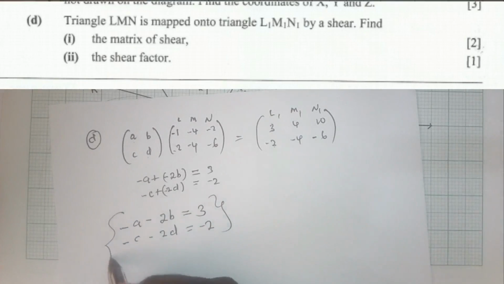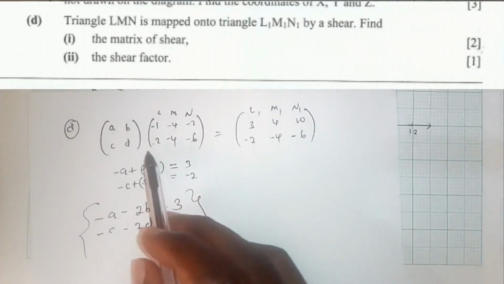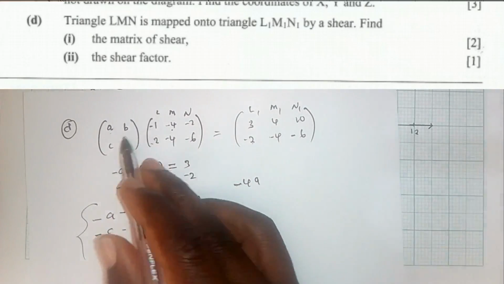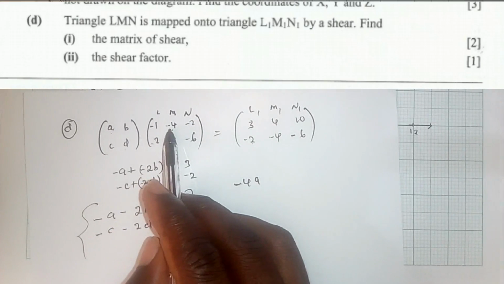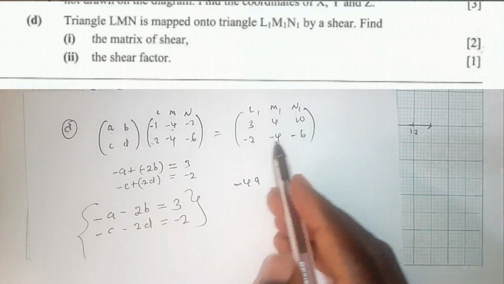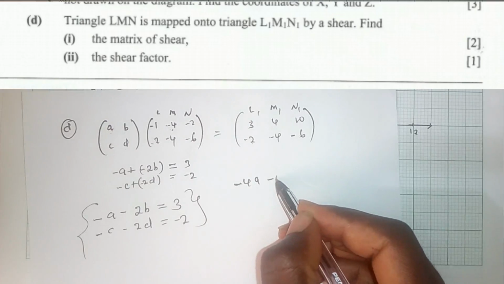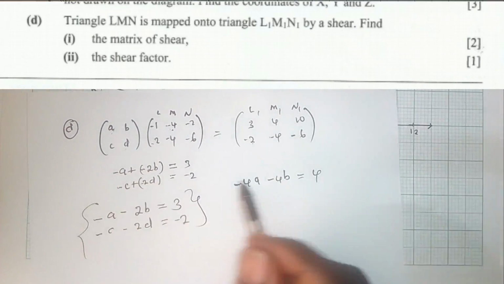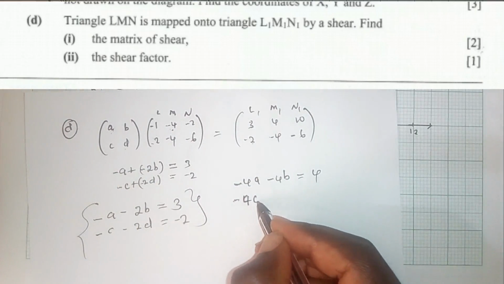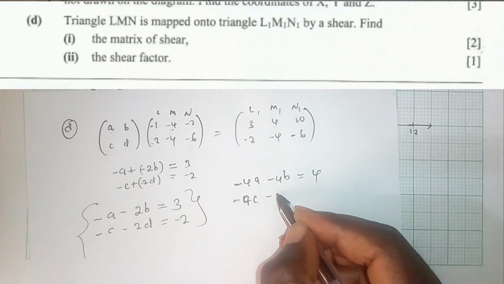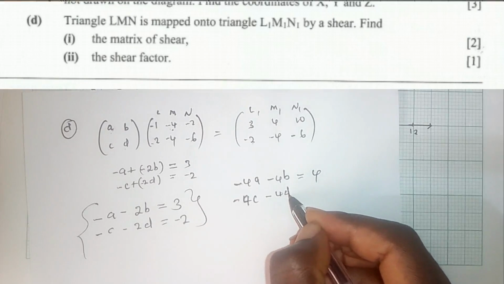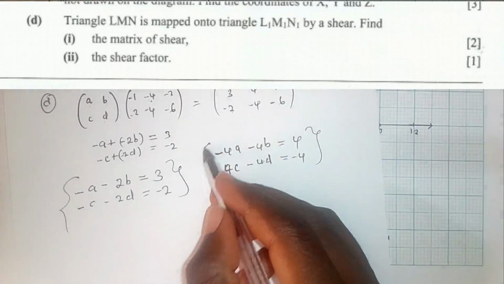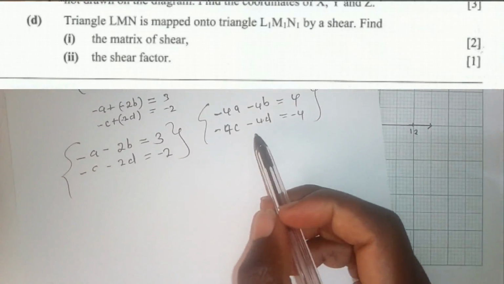So we have two equations, so we need to solve again for the next. So when we multiply a by -4, it's -4a, this by this, it's -4b, which is equal to 4. And then this by this is -4c minus 4d, which is equal to -4. So we have another set of equations.